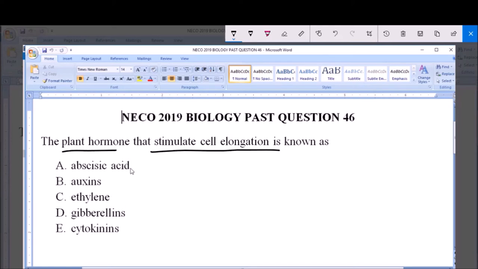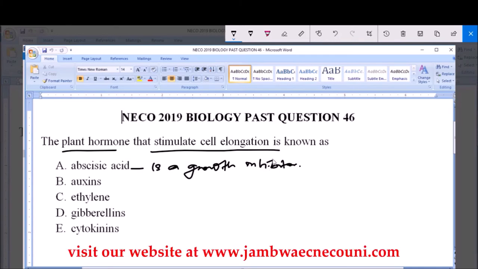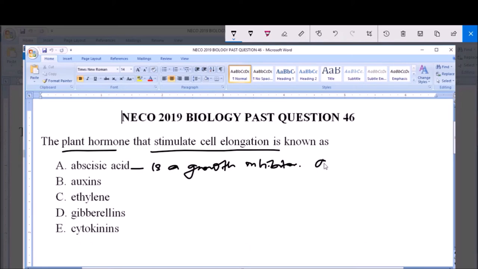Now let's check out the use of these hormones. A says abscisic acid. Abscisic acid is a growth inhibitor, meaning that it inhibits growth and so will not stimulate cell elongation. It also plays a role in abscission. Abscission simply means the falling of tree parts.